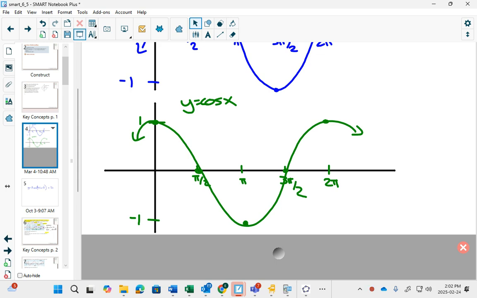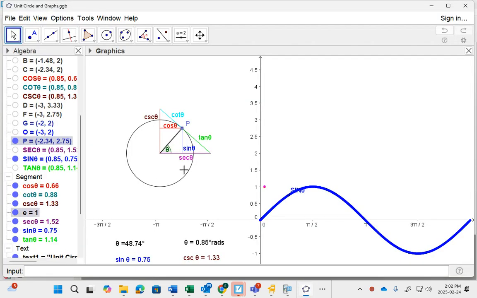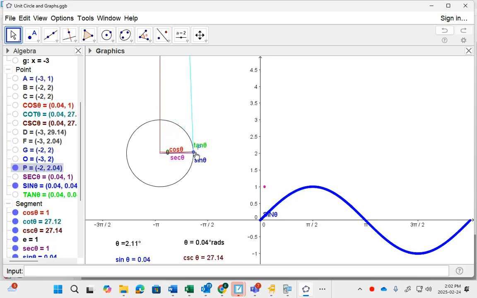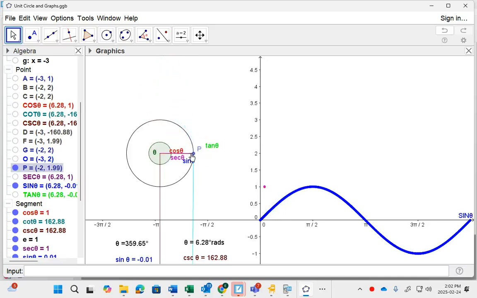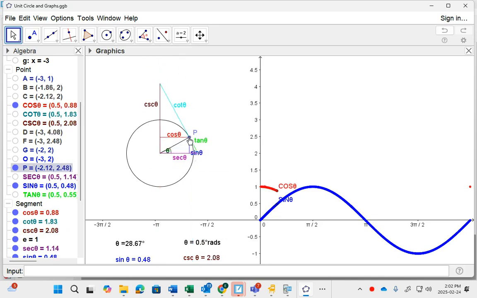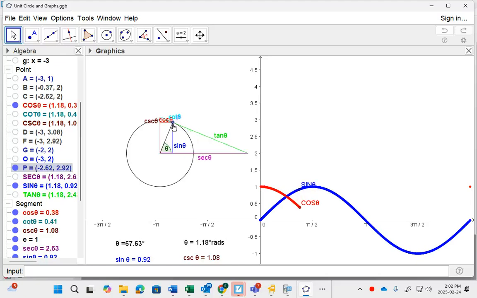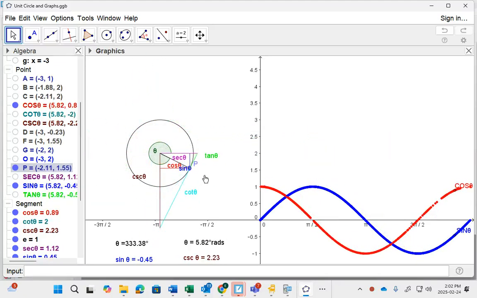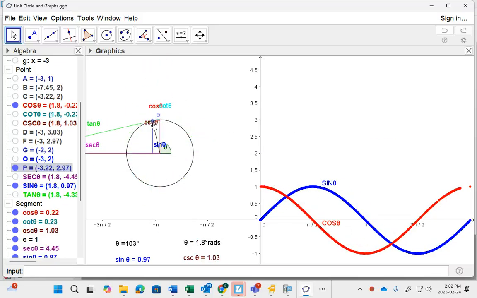And if we take out our little app and look at it, I add the cos graph to here. So now I've got a red line for the cos graph. That's my x coordinate. I turn on my cos graph, draw that red line. 0 up here, then it jumps to negative. So again, you can see the CAST rule.